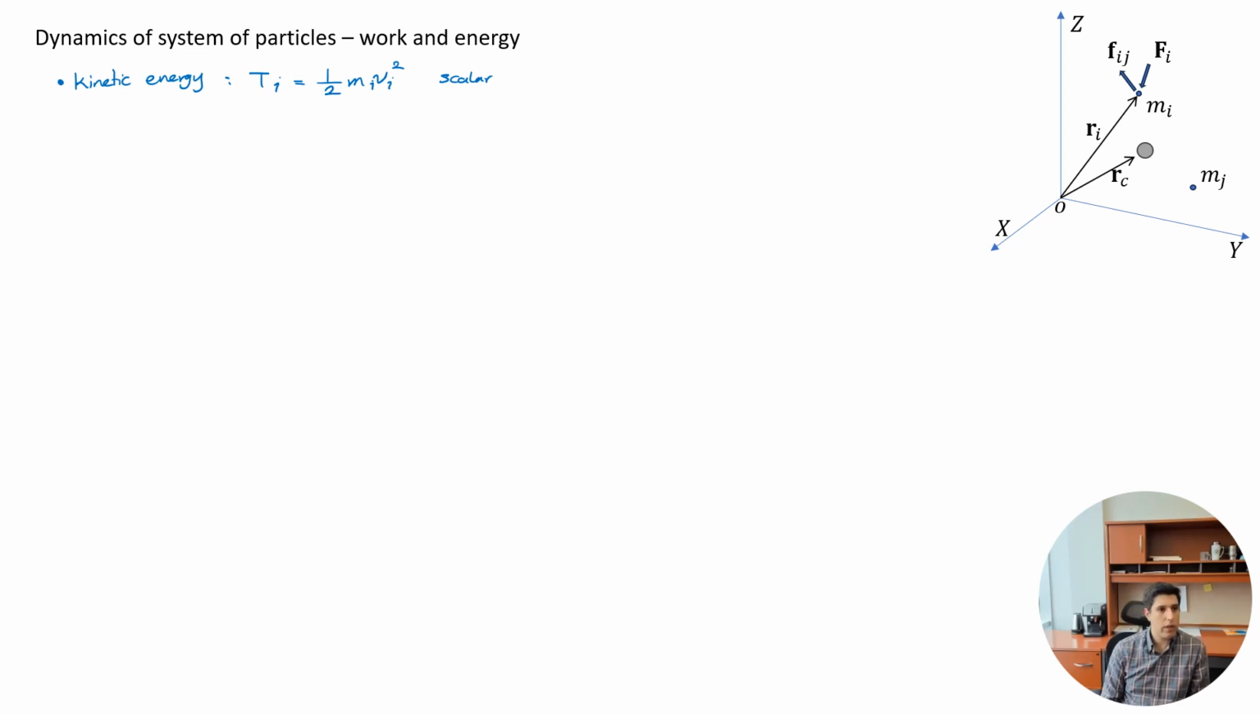Something we can do is, we know v is r dot, and we can then write v squared. It's the norm of v squared, which you can write as v dot v, or r dot dot r dot.